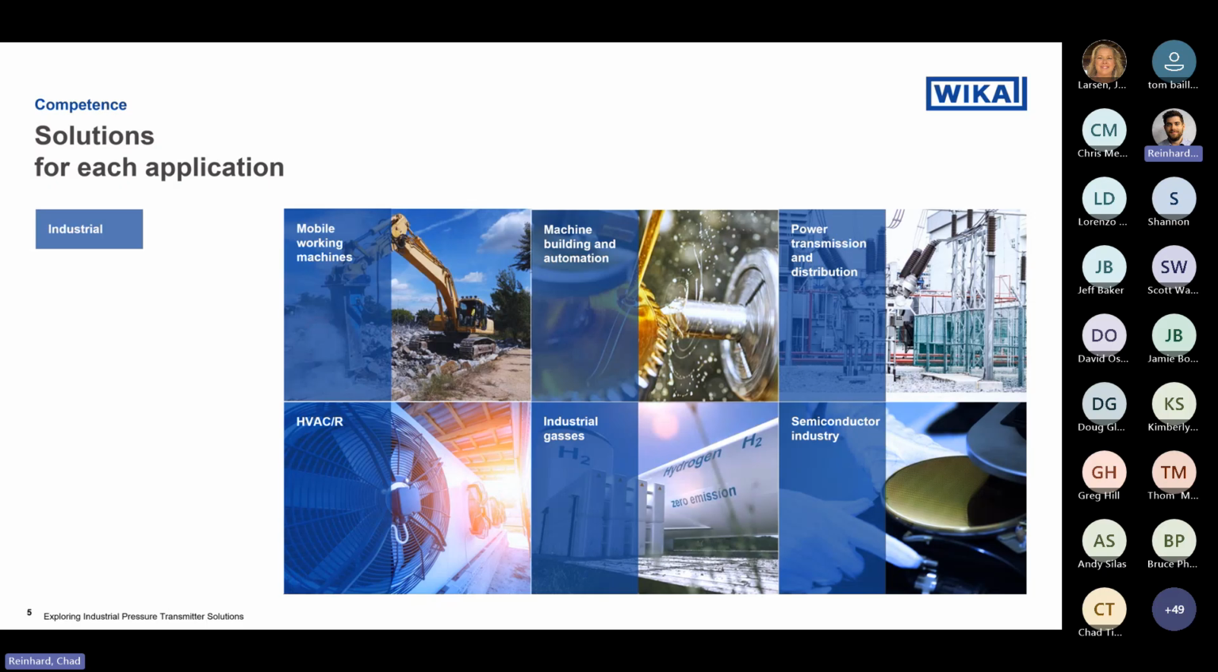So I'm going to break this down into industrial and process. Those are kind of the core traditional markets that WIKA plays in. These applications that you see here, or these markets, are where we get the bulk of our business from. This is kind of the market makeup here at WIKA. So mobile working machines, machine building, that really captures a pretty big segment. But yeah, we do focus on any of these industries. So if you're working in any of these applications, we do have solutions for you.